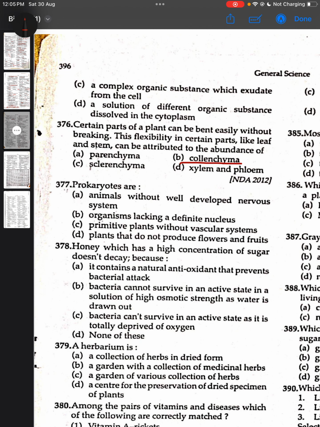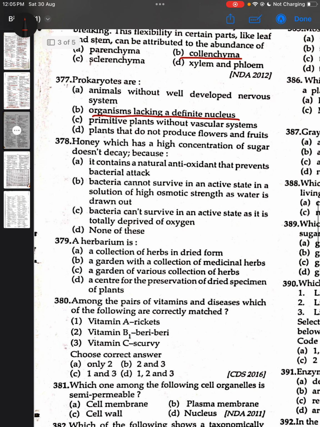Prokaryotes are organisms lacking a definite nucleus. Honey, which has a high concentration of sugar, does not decay because bacteria cannot survive in an active state in a solution of high osmotic strength, as water is drawn out. A herbarium is a center for preservation of dried specimens of plants.